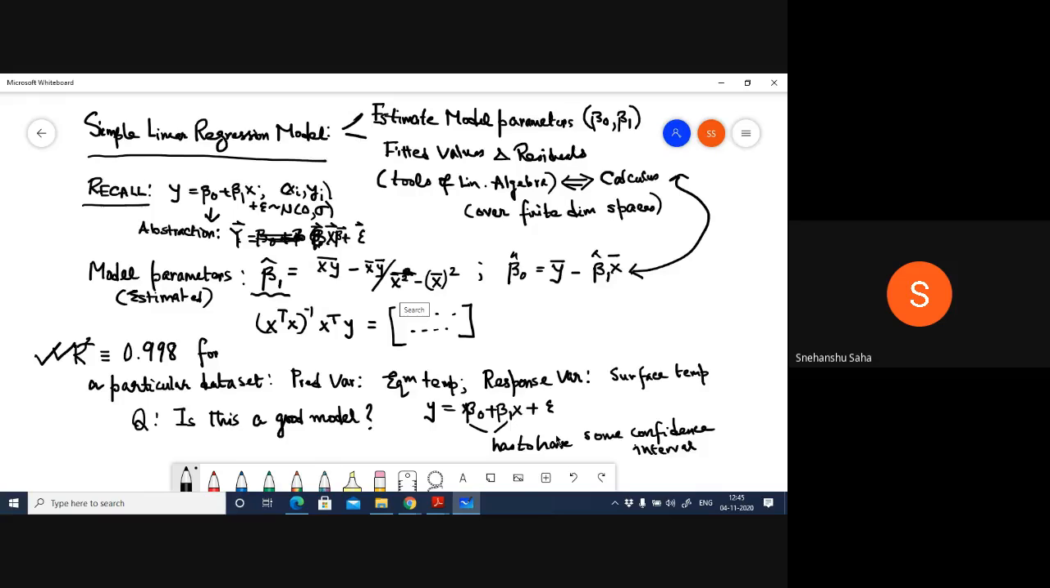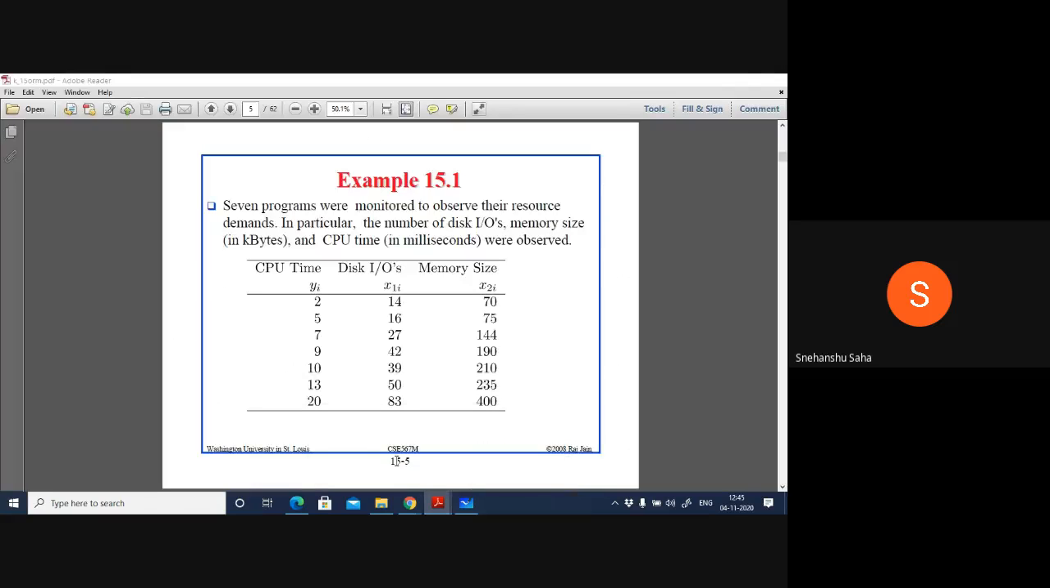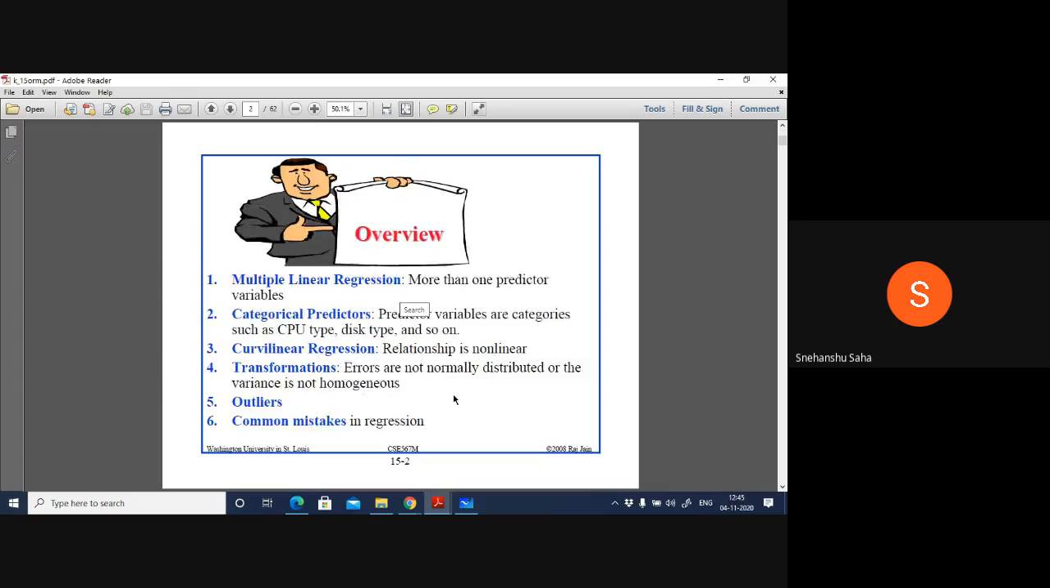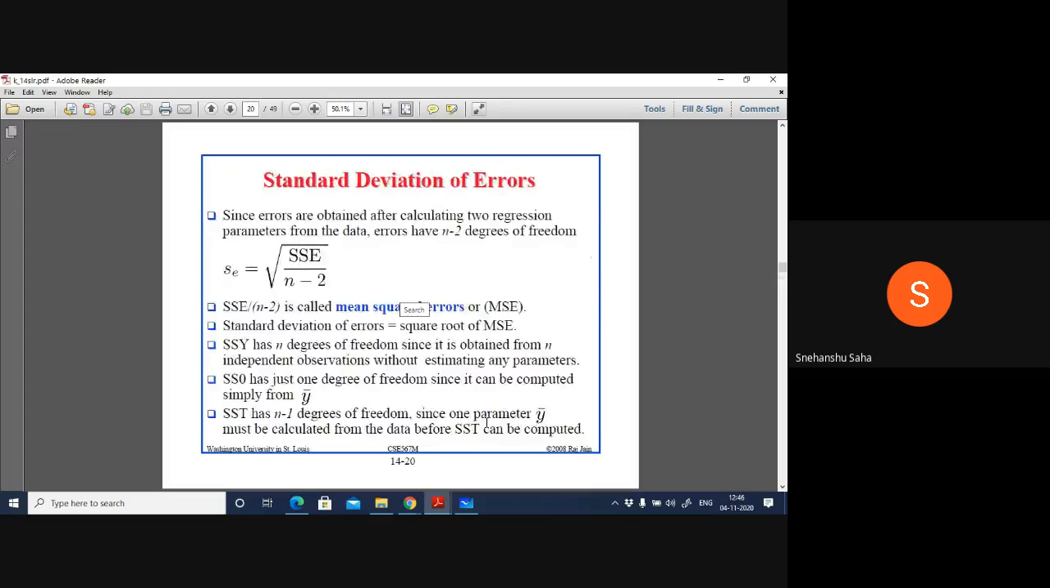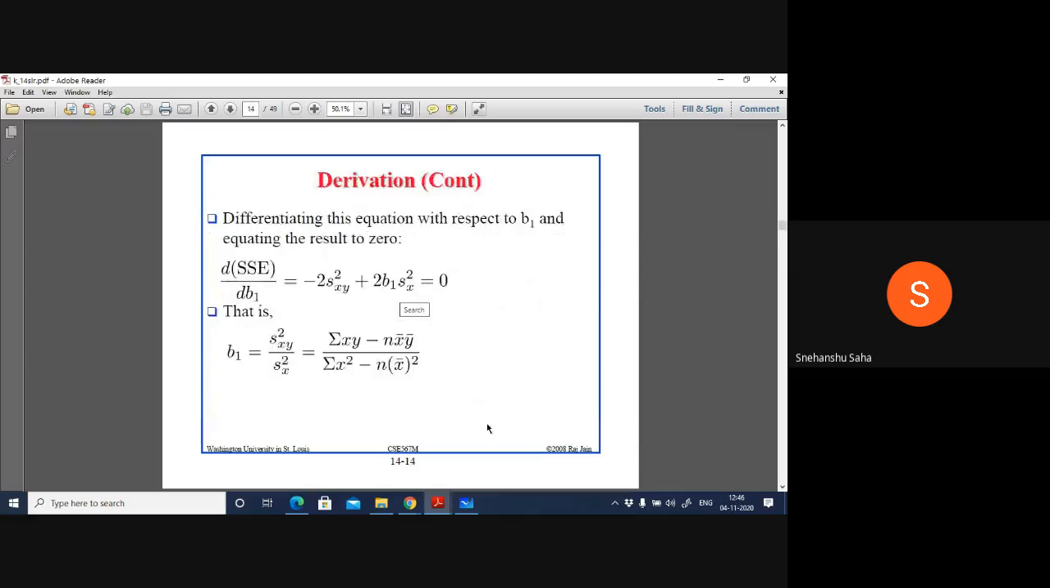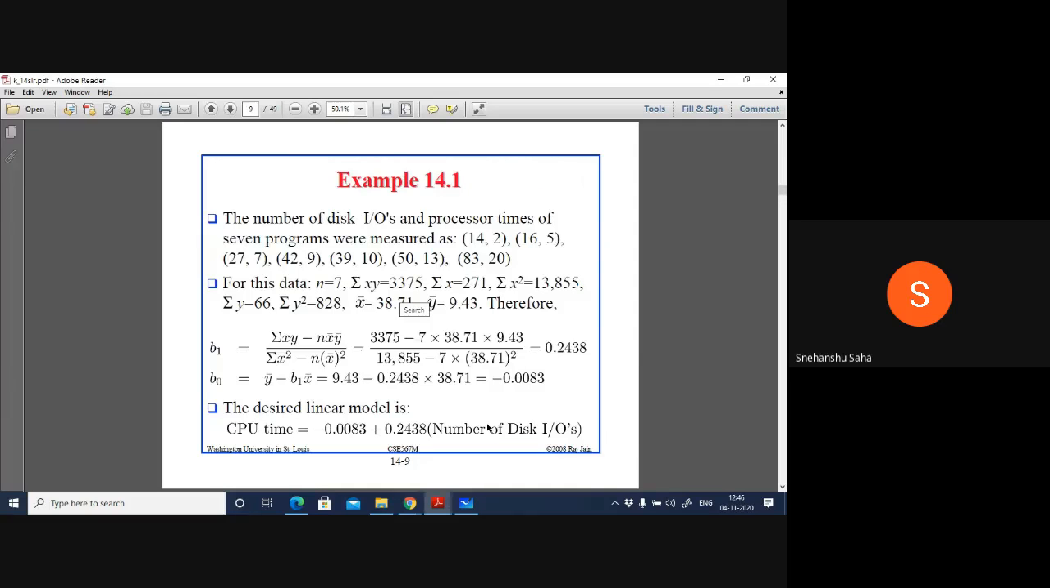Precisely the question I'm asking is, if I say my beta naught, let me go back to the example and show you the model. So this is the model. Your model says that y is equal to beta naught plus beta 1 x, and the values of beta naught and beta 1 are minus 0.0083 and 0.2438 respectively. The question is, with what confidence can you say that these values are true?